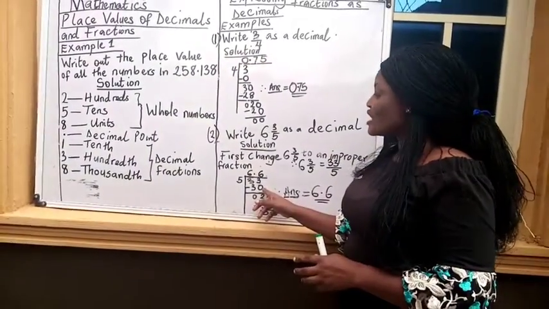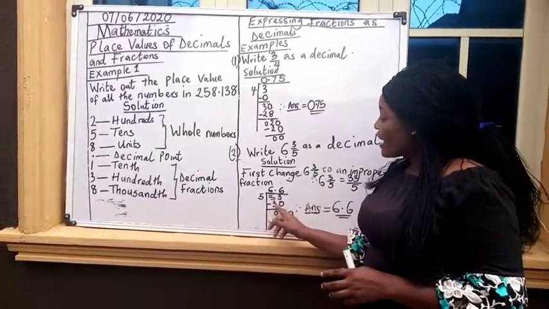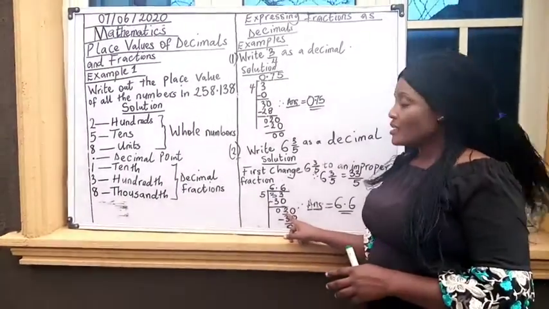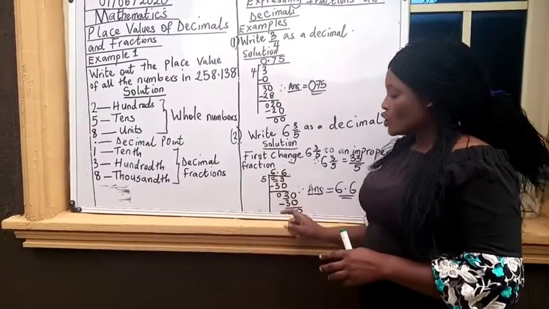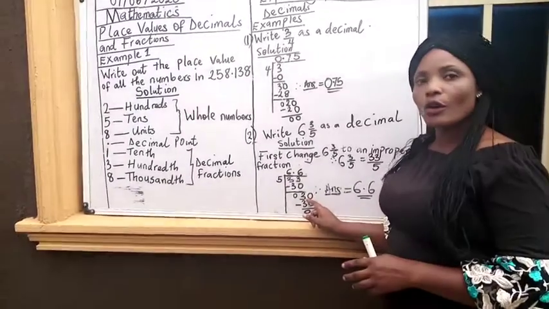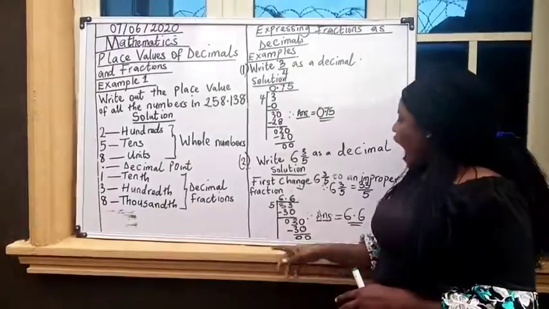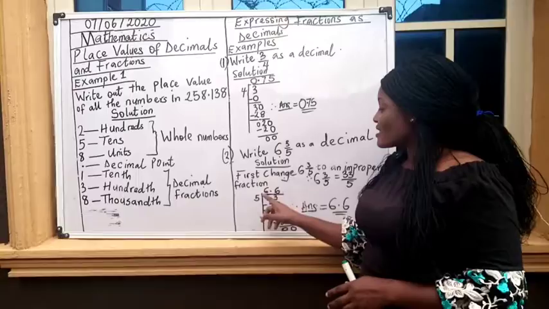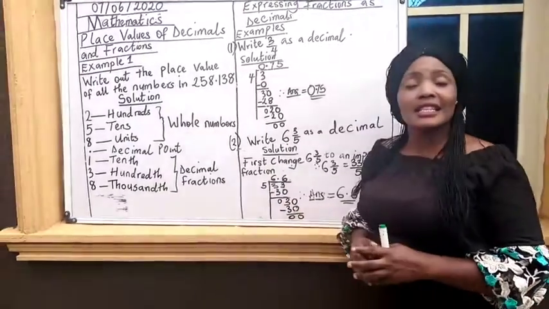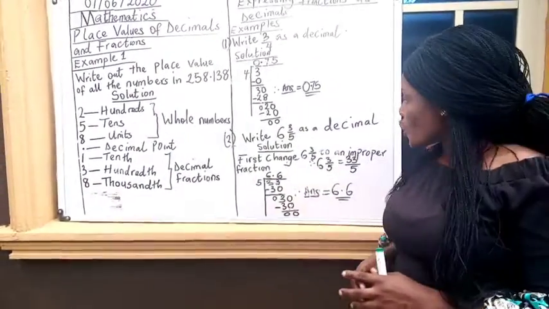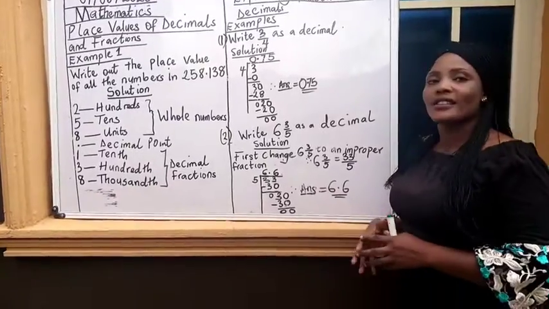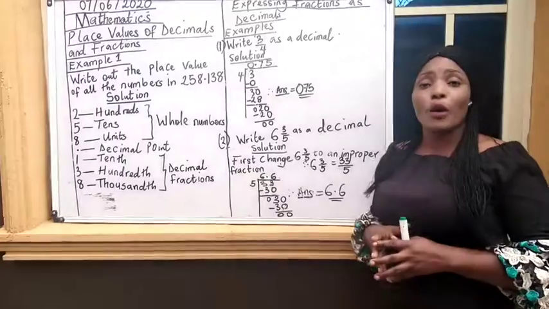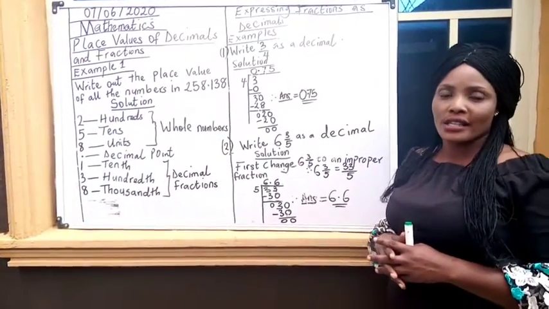Because 6 times 5 is going to give you 30. You can see my 30 written here. If you minus 30 from 33, you are left with 3. Then you put a decimal point, you add 0. When you add 0, it becomes 30. Then how many 5 are you going to see in 30? That is 6. 6 times 5 will give you 30. 30 from 30, that is 0. So your answer here is 6.6. If you take 33 over 5 to a decimal point, it will give you 6.6.